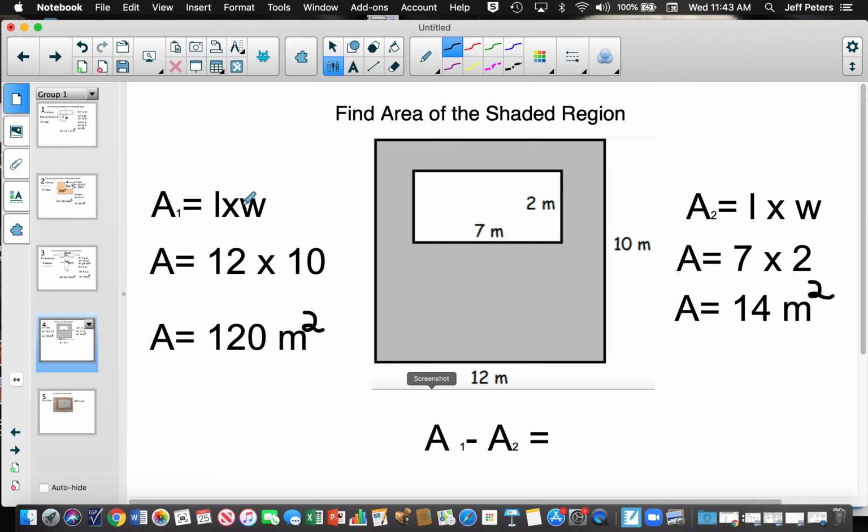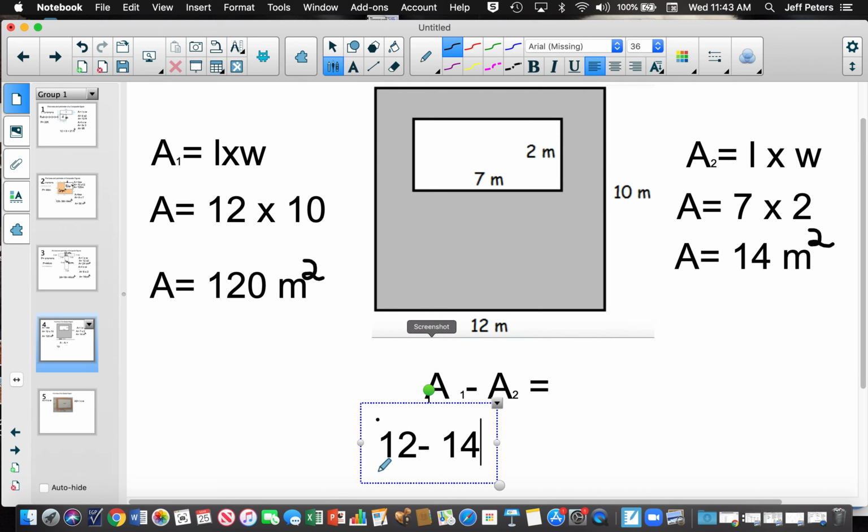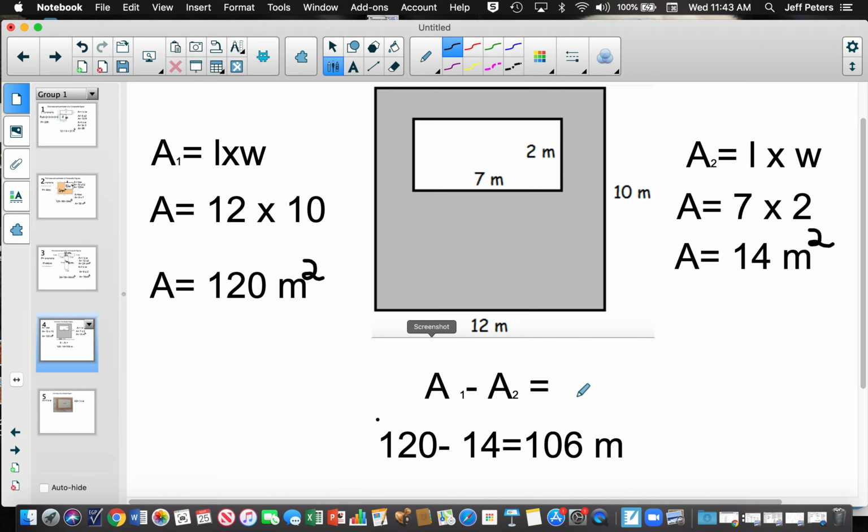Awesome. So we found the area of the entire figure, and we found the area of the smaller figure. Now we can subtract the area of rectangle 2, the smaller one, from the area of rectangle 1. So it's going to be 120 minus 14, which should give us 106 meters. And again, we have to make sure we square. So the area of the shaded region would be 106 meters squared.